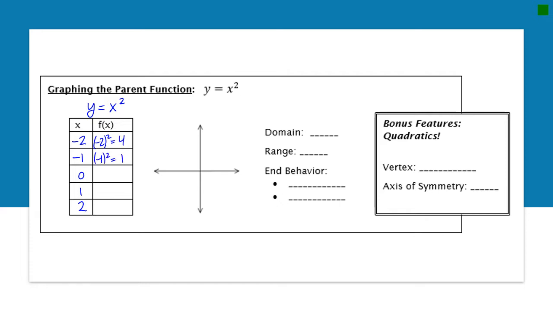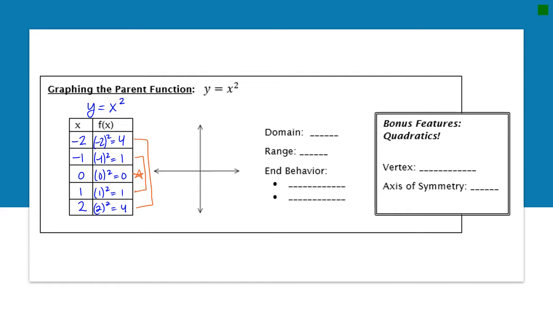-1 squared would end up being 1. 0 squared is 0. 1 squared is 1. And 2 squared is 4. You'll notice that it's symmetric. So you have your middle right here where I'm putting an orange star, and then you'll notice that both of the y values are 1s and both of the y values are 4s as you work your way out. And that will always happen with a parabola because they are symmetric on both sides.